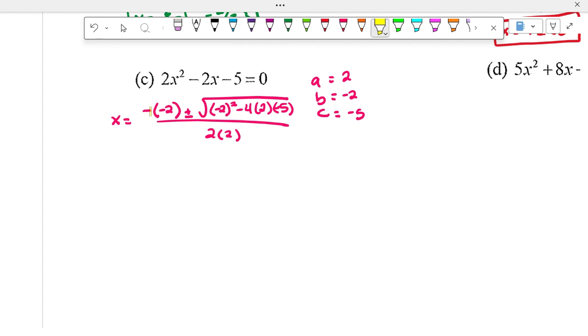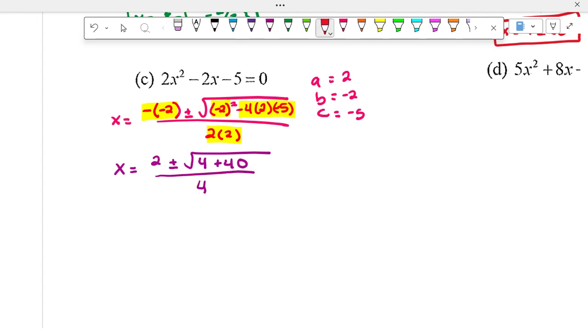So now I'm going to simplify all these individual parts. So I have x equals 2 plus or minus the square root. What's negative 2 squared? 4. Negative 4 times 2 is negative 8. What's negative 8 times negative 5? Positive 40. So that's where I saw some of you mess up. Some of you made that 4 negative. Some of you made that 40 negative. The negatives cancel out. All over 4.